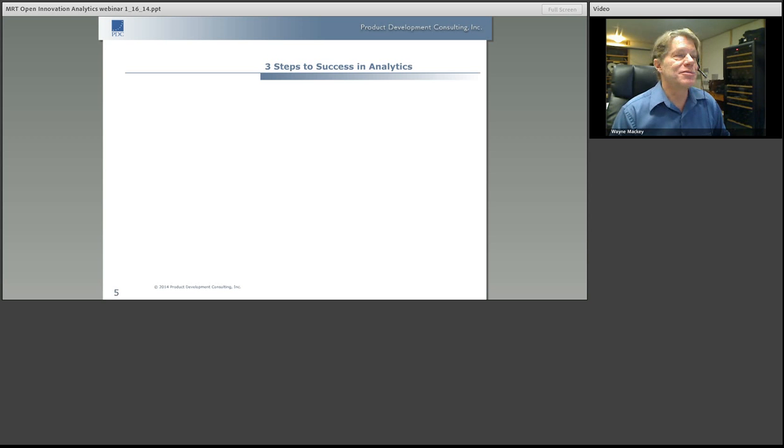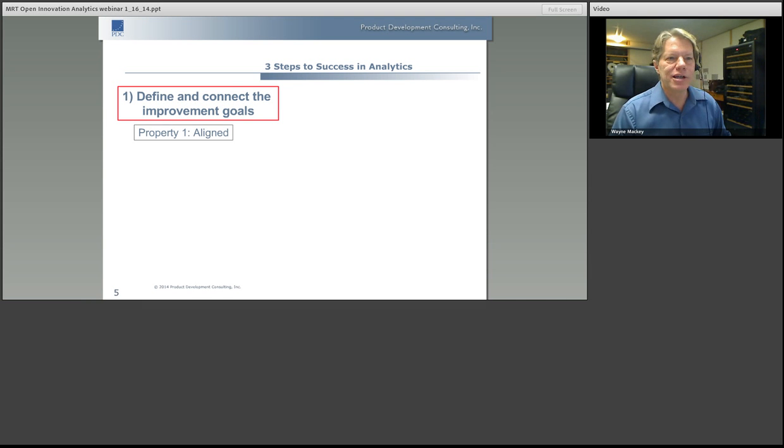First, we want to define and connect the improvement goals. It's very important that we are aligned, because one company may have problems with getting things to market on time. Another company may have problems with getting things to market at the right cost. One company may have customer value issues where their customers hate them or their customers love them. That's why it's important to start with goals whenever we go into analytics.